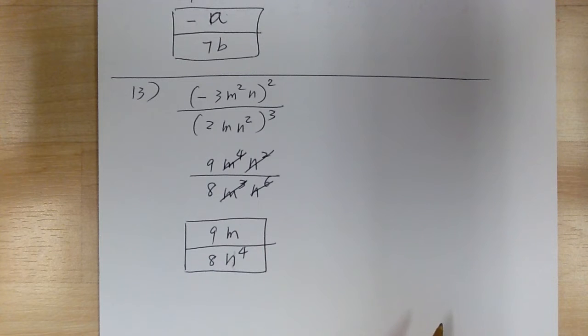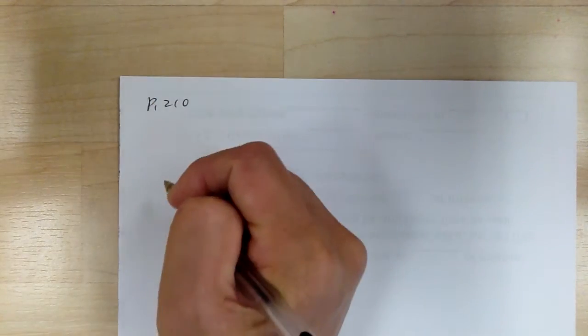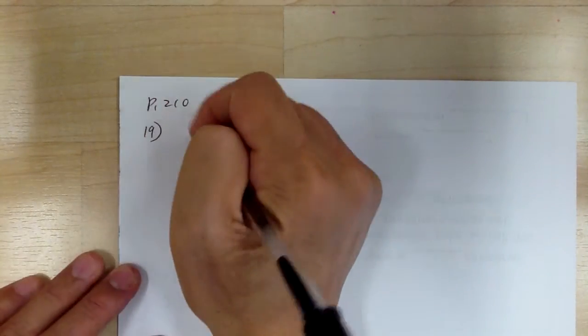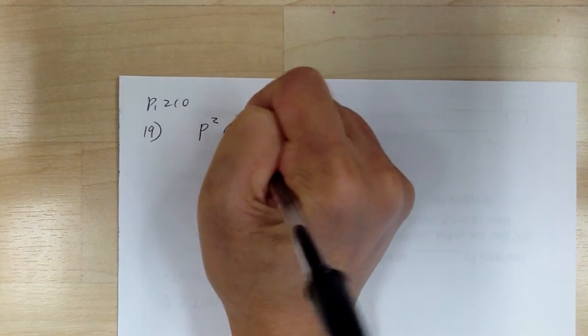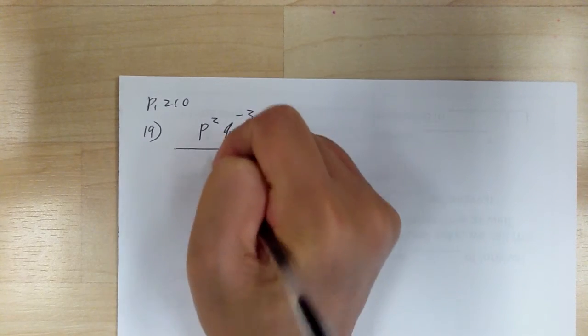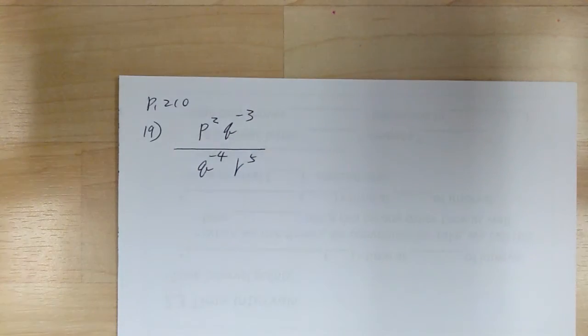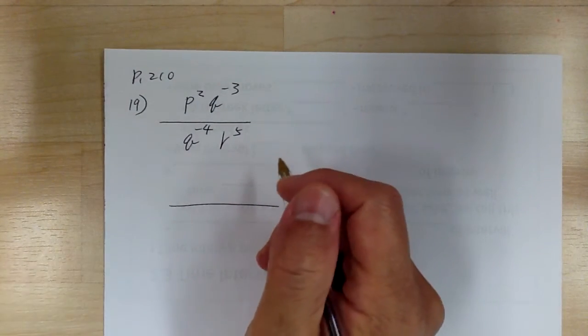Okay, next one. Let's go to page 210. Okay, on page 210, let's go to number 19. So you have p squared q to the negative 3 over q to the negative 4 r to the 5. So you need to get rid of the negative exponents. A negative exponent is used to flip things over. So just go down each item.